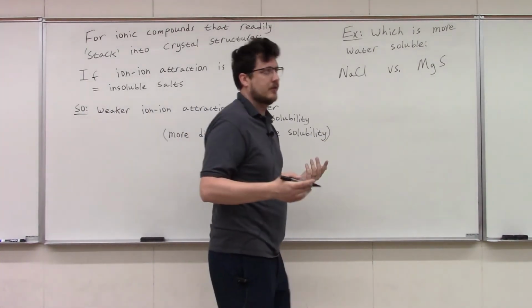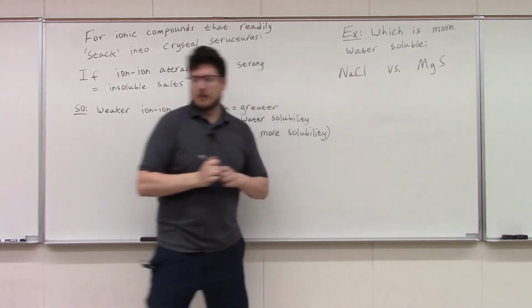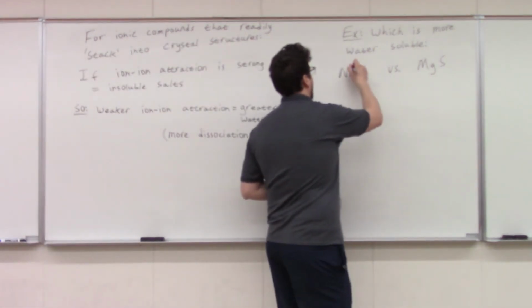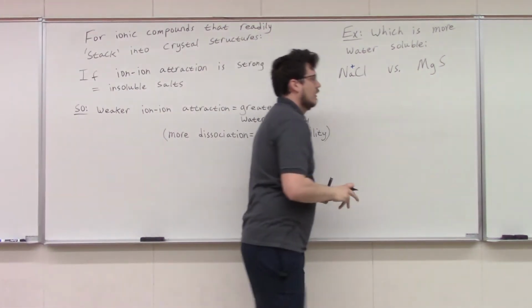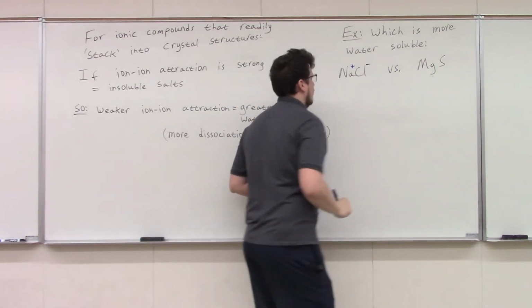So let's look at the charges. And we look at sodium, we see, oh, well, it's in the first row, so it has one valence electron to lose. That becomes a +1. Chlorine scoops up one electron. It's a -1. All right.